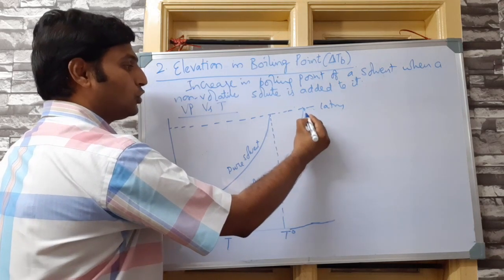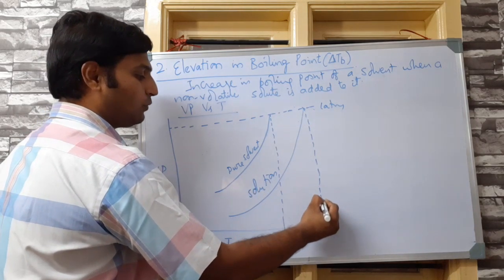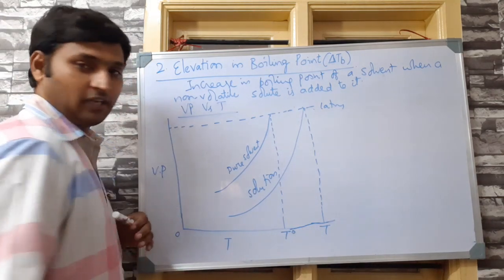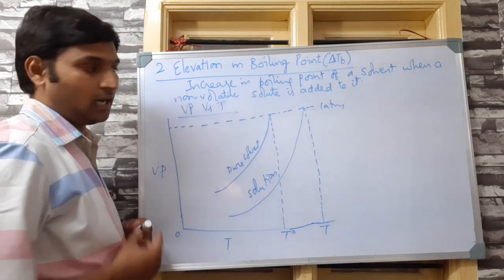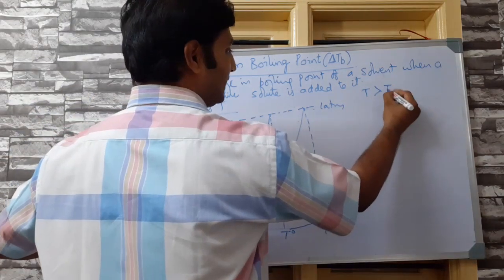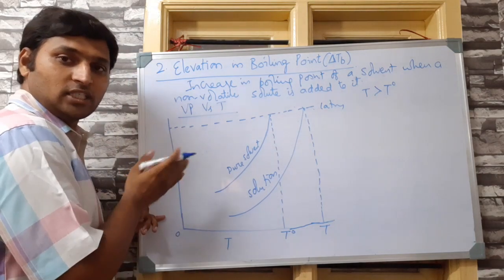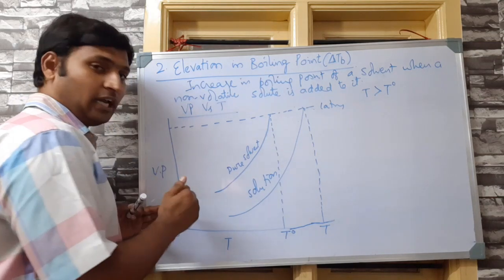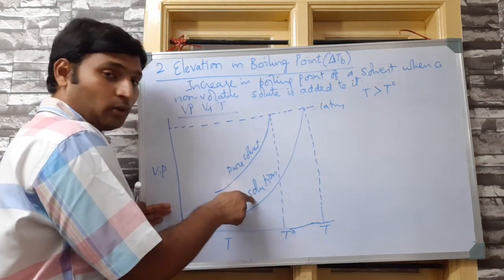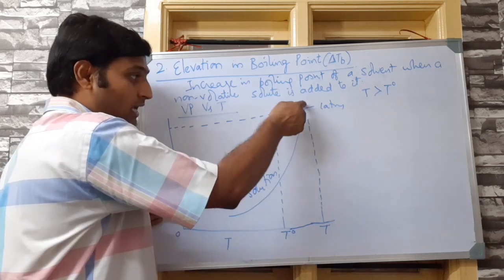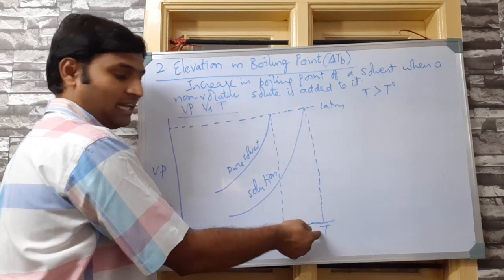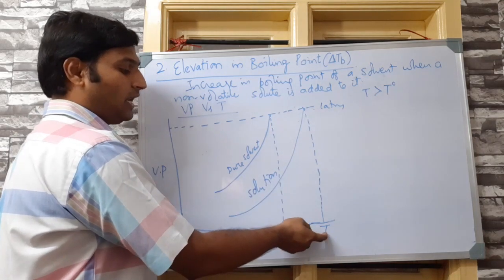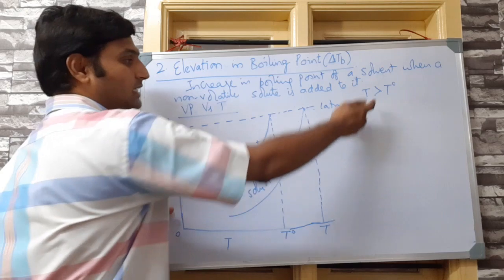Now assume solution has met 1 atmosphere vapor pressure at a temperature T. Now you only observe here how is the relation between T and T0. You can clearly notice T is greater than T0, which graphically proves that upon adding non-volatile solute and preparing a solution, the boiling point of the liquid increases. Without solute, boiling point was T0. When you add the solute, boiling point of that liquid has become T, where T is greater than T0.